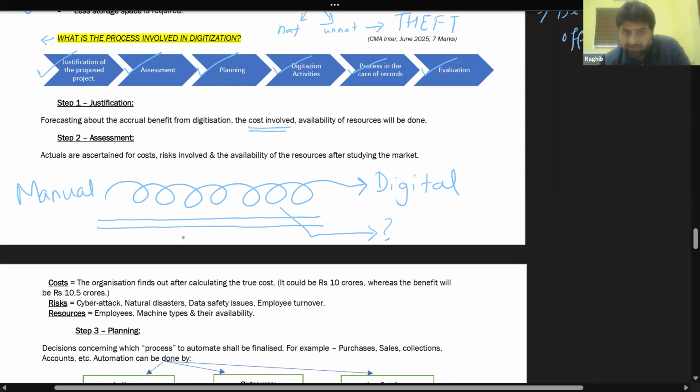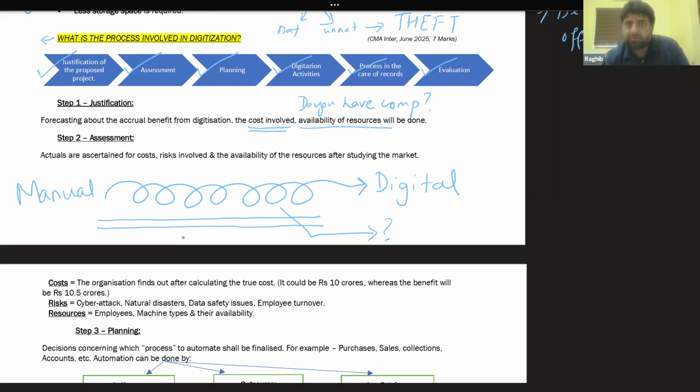Do you have computers? Availability of resources. So, do you have computers to do this? Do you have that much computer space? All those things you need to identify and justify.